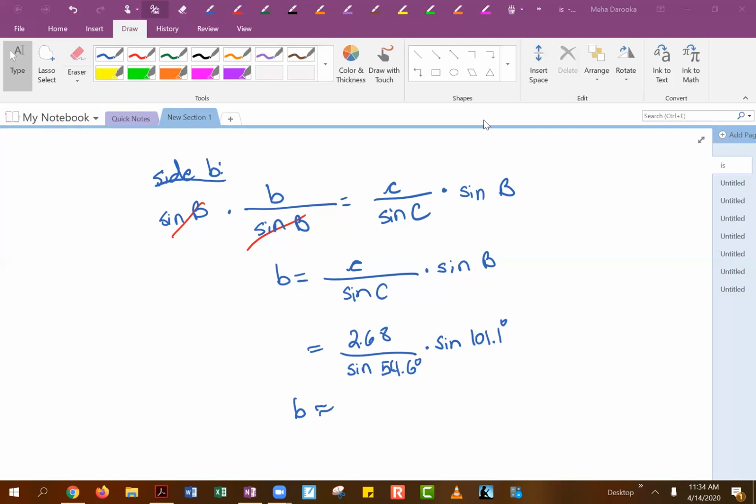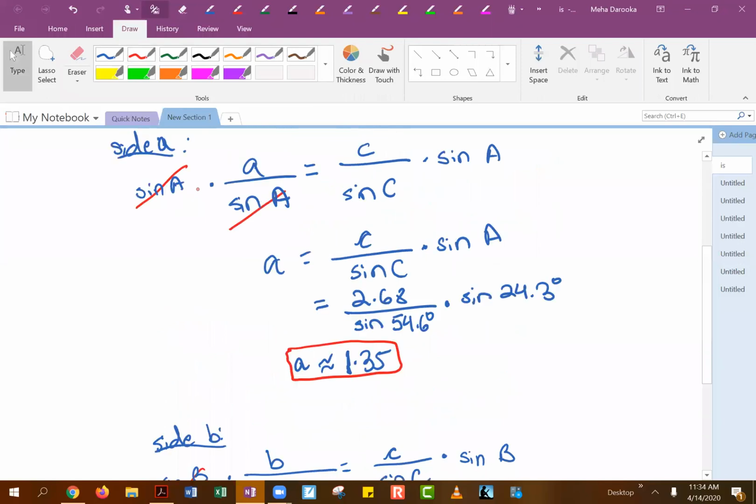Is it 3.23? Yeah, 3.23. So what happened the first time around? I punched it in the calculator wrong. I just did 2.6 instead of 2.68. Oh, I see. Okay. So it got me so close, but not quite there. All right, very good. So yes, it is 3.23.